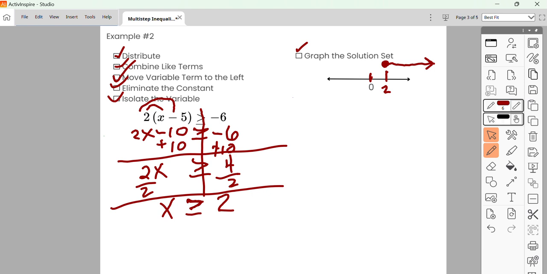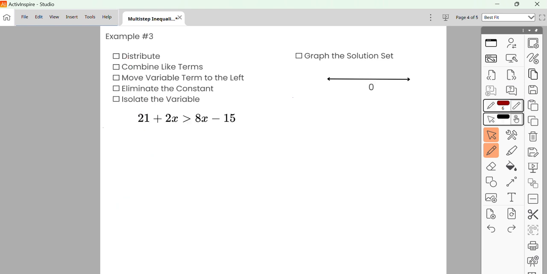All right, let's go and find one more example. Here it is. This one says we're going to distribute if there's parentheses, but I don't see any. Do you? Nope. So we're going to check that off. Combining like terms. Well, on the left, there's a term with a number and a term with a variable. So that's already combined. Then on the right side, there's a term with a variable and a term with a number. So we don't have to combine like terms there either.